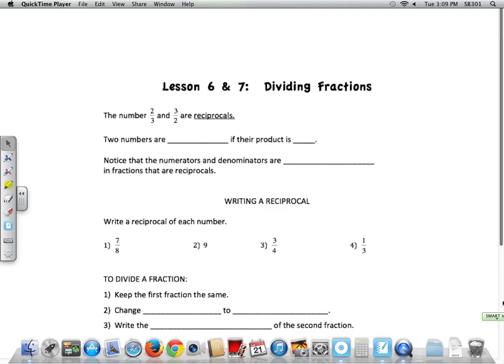We are going to start with a kind of a weird word. It's called reciprocals, and we need to know what reciprocals are in order to divide fractions. So let's look at our first example here.